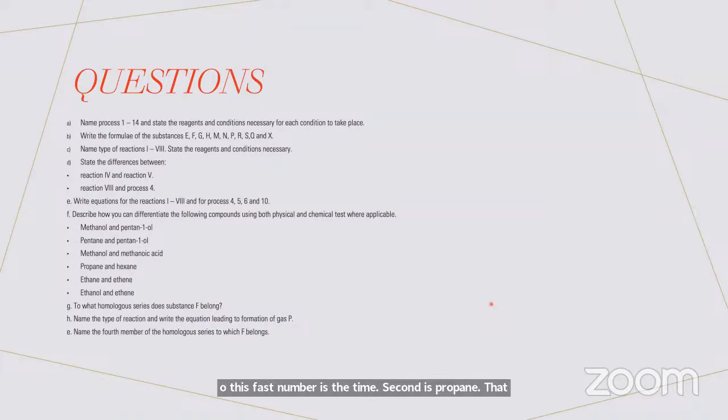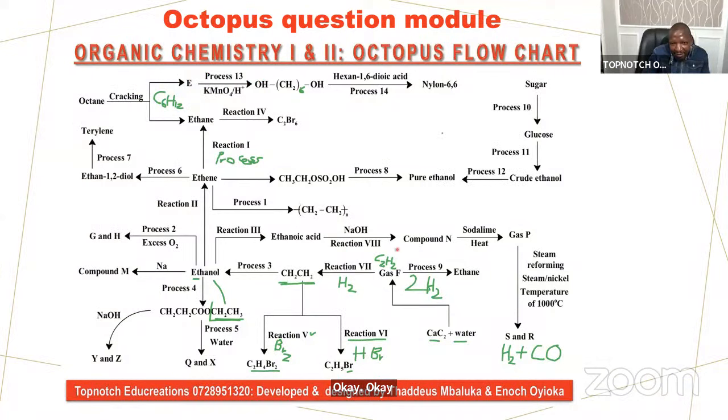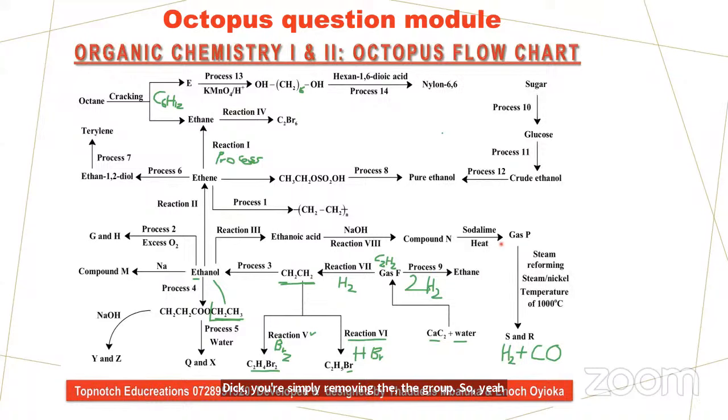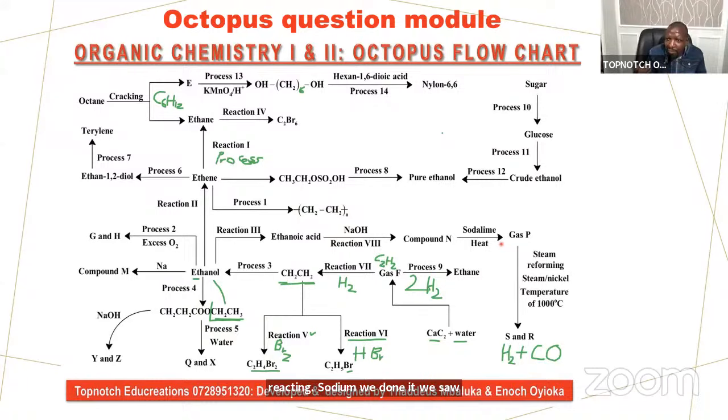Excuse me, sir, I have a question. What is decarboxylation? Decarboxylation is the process whereby we form alkanes. Here we have sodium ethanoate. When you react sodium ethanoate with soda lime, the products are sodium carbonate plus methane. In decarboxylation, you are simply removing the carboxyl group. The products are two, sodium carbonate and methane. Do we have a carboxyl group in any of the products?